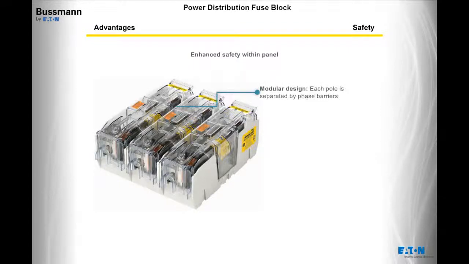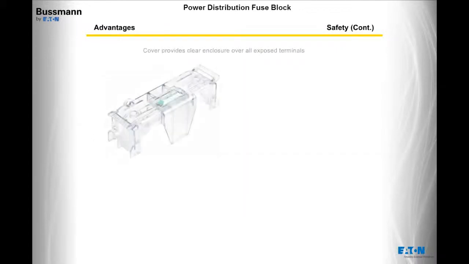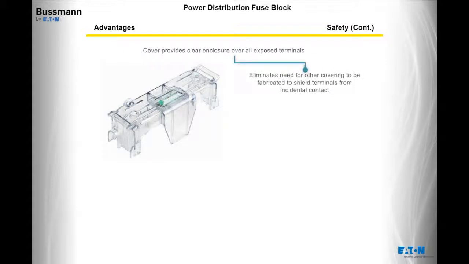The next advantage of the new power distribution fuse blocks is enhanced safety within the panel. With the modular design, each pole is separated by phase barriers, which decreases the risk of inadvertently shorting terminals together during maintenance procedures. The power distribution fuse block can also be coupled with an optional IP20 finger-safe cover. The cover provides a clear enclosure over all exposed terminals, eliminating the need for any other covering to be fabricated to shield the terminals from incidental contact.